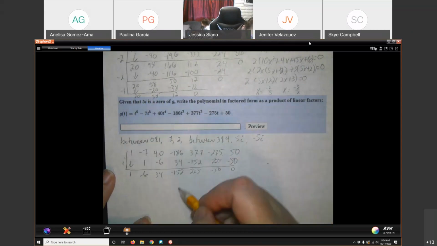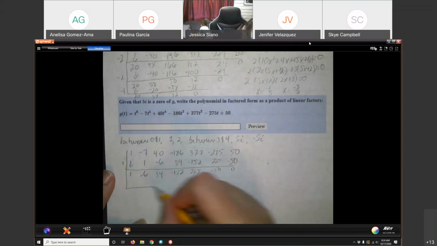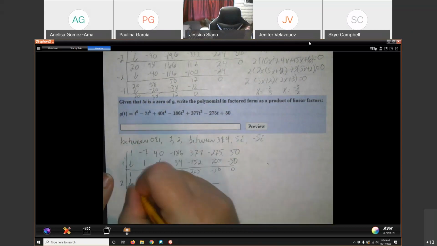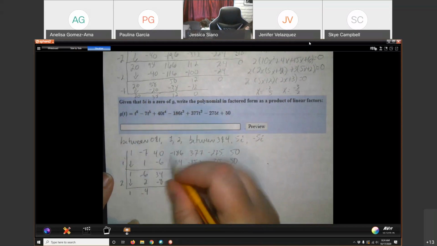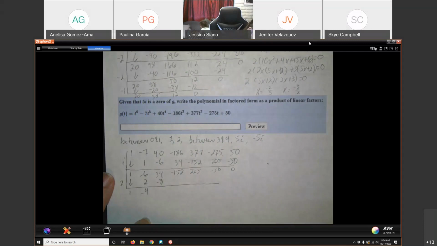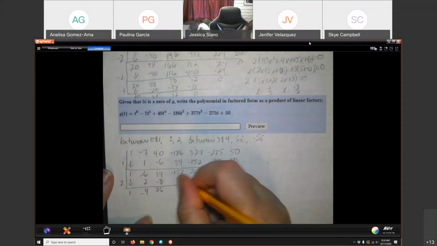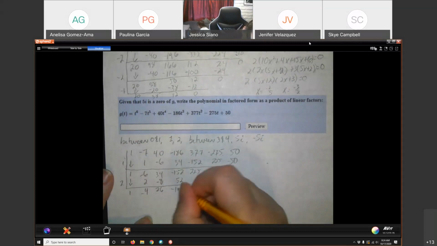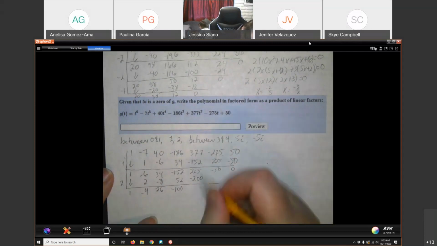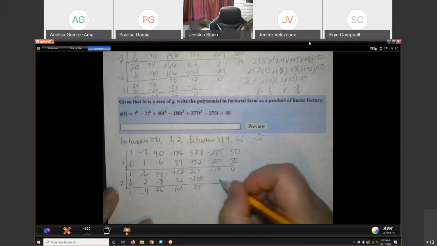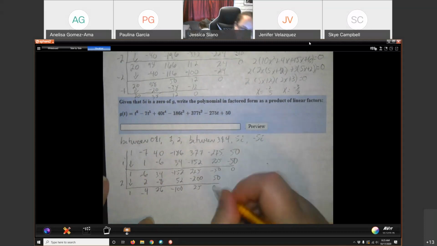Okay, so we divided out the 1, let's divide out the 2 next. Multiply, add, multiply, 34 minus 8, 26. Multiply, that's going to be 52, add, that's going to be -100. Multiply, that's going to be -200. Add, that's going to be 25. Multiply, that's going to be 50. Add, that's going to be 0.